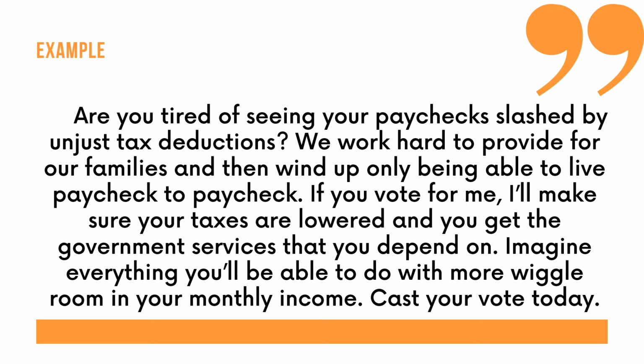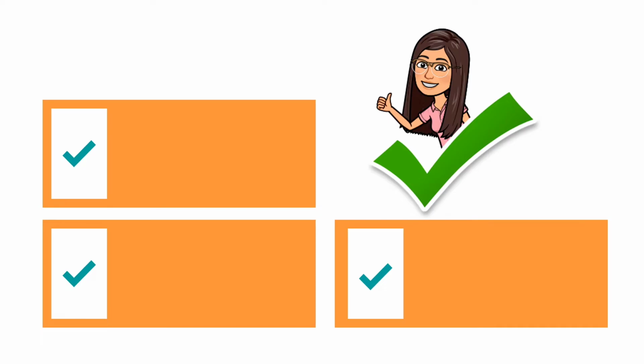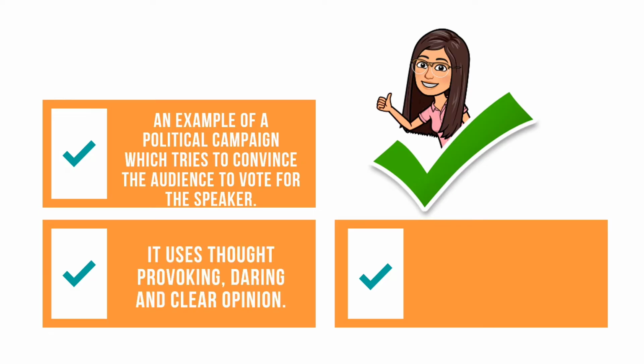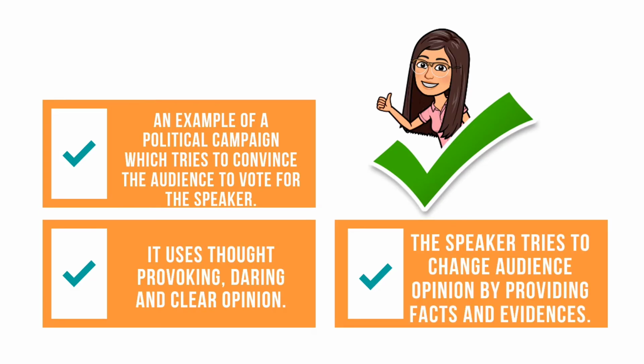Cast your vote today. That is an example of persuasive text because it is an example of a political campaign which tries to convince the audience to vote for the speaker. It uses thought-provoking, daring, and clear opinion, and the speaker tries to change audience opinion by providing facts and evidences.